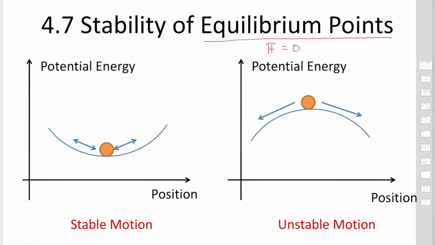For example, the potential energy curve is expressed this way. If the particle is placed at the bottom of a bowl, in this situation this point is the equilibrium point. Because the force is proportional to ∂U/∂x, the derivative is 0 at the bottom of this curve. So this is the equilibrium point. Also, the force is 0 at the top of this curve, so this point is also an equilibrium point.